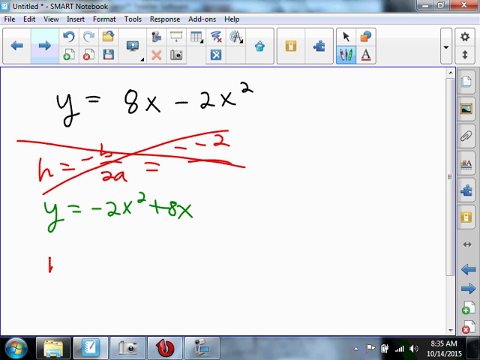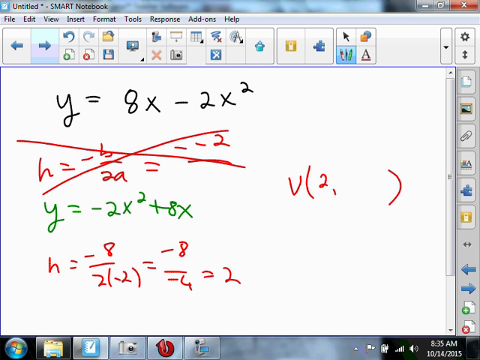So h is -8 over 2 times -2. So that's -8 over -4, so that's 2. So my vertex here is going to be 2 something. 2 squared is 4. 4 times -2 is -8. 8 times 2 is 16. 16 minus 8, I think it's 8, right? Yeah. Did I mess something up?